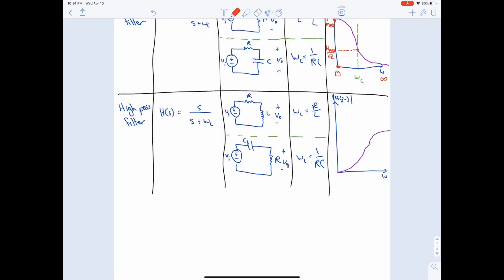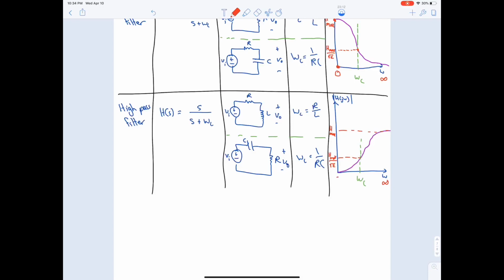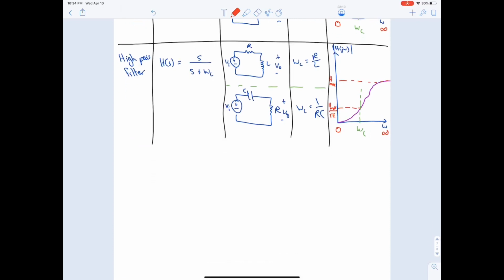So here, at omega equal to infinity, we're getting the maximum. This is H max. Here we have the omega C, the cutoff frequency, and the magnitude at the cutoff frequency is always equal to H max divided by root 2. At frequency equal to 0, we get the lowest magnitude. Okay. Moving on to the bandpass filter.